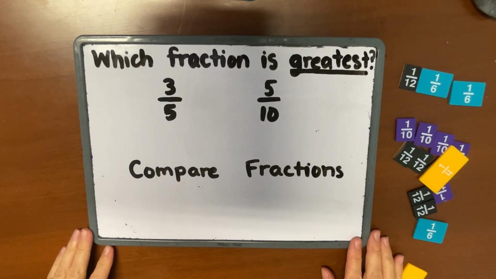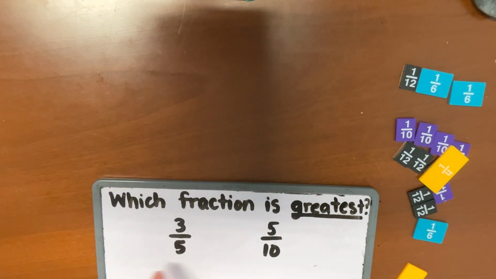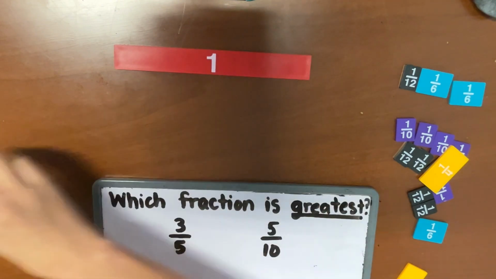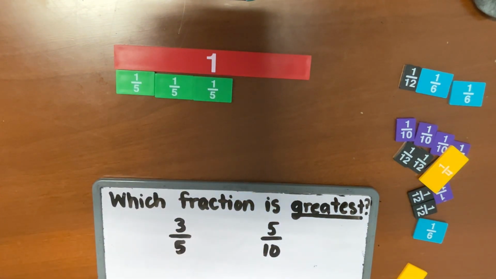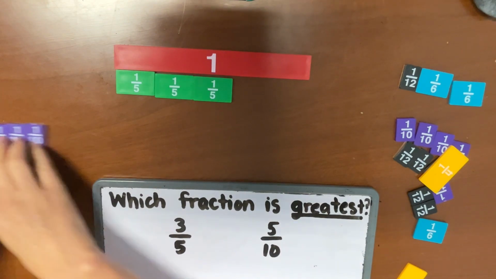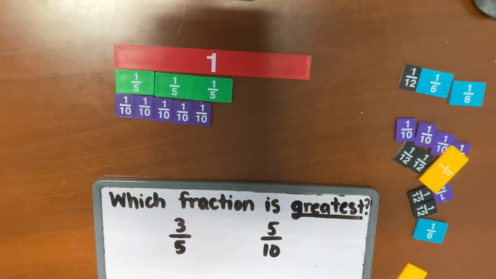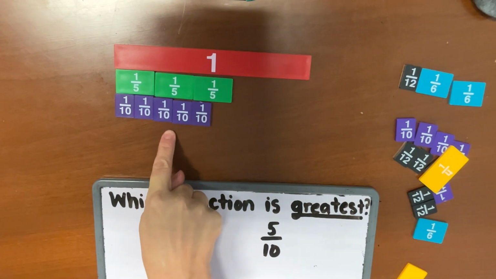Okay, what did you build? If I look at this problem, I know I need to build 3/5 of a whole. So here's my whole, and I need 3 of those fifths. And I'm comparing that to 5/10. So I need 5/10. Ooh, they're pretty close. But as you can see, 3/5 is actually bigger than 5/10.